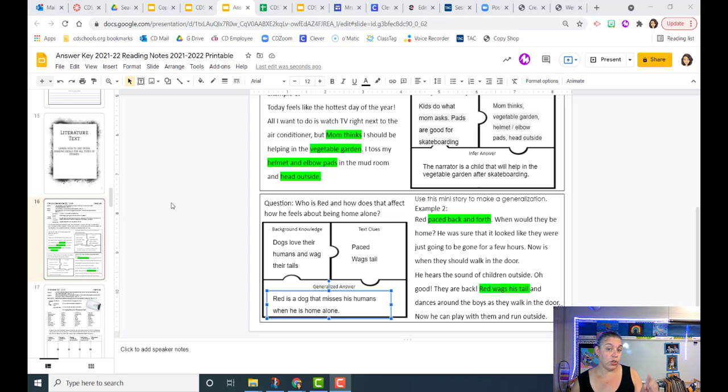My question is, who is Red? So I need to start with Red because that's who I'm saying. Who is Red and how does that affect how he feels about being home alone? Red is a dog that misses his humans when he is home alone. And that's shown by the pacing back and forth.